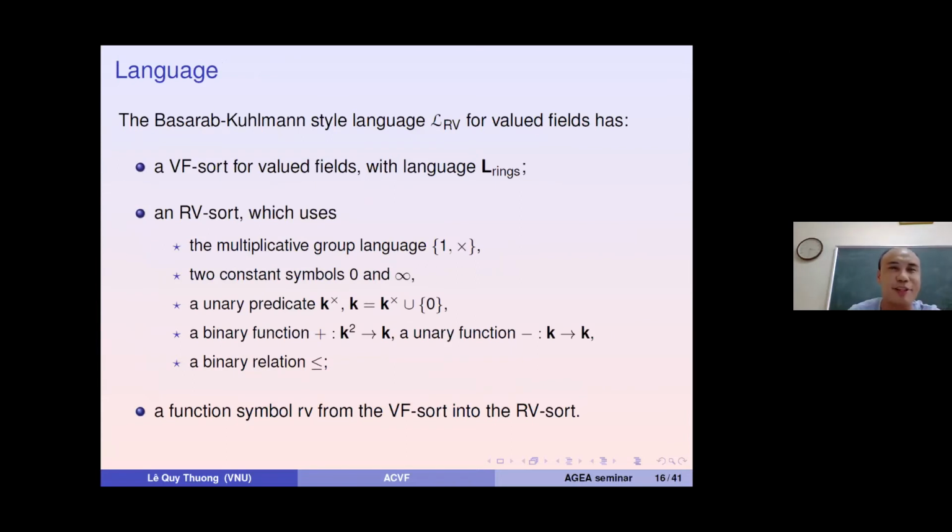Let me continue with the Hrushovski-Kazhdan setup. So I mention the language, the Denef-Pas style language, which is sometimes the same as the Pas language, but we have some modification: VF sorts for valued fields with the language of rings, and RV sorts where we use the multiplicative group language and two constant symbols, 0 and infinity, as unary predicate, denoted by k star, and we also consider the case denoted by k, the union of k star and the constant symbol 0.